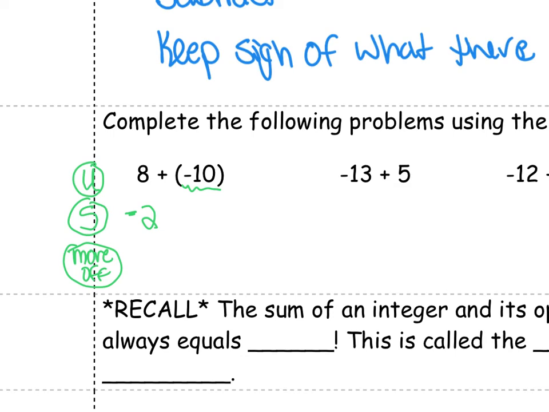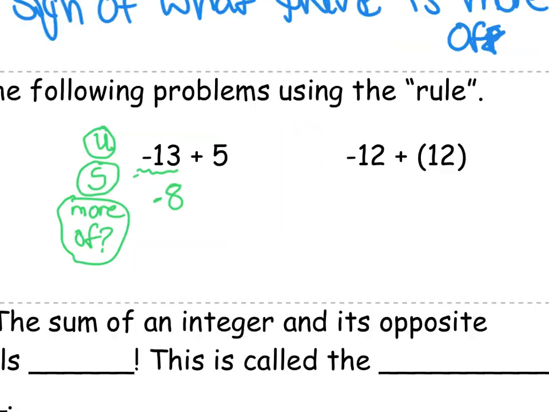Here, again, I scan. I see unlike signs, so I know I have to subtract. 13 minus 5 is 8. There's more negatives, so more of, and that's going to be your sign. There's 13 negatives and only 5 positives. So it's going to be negative.